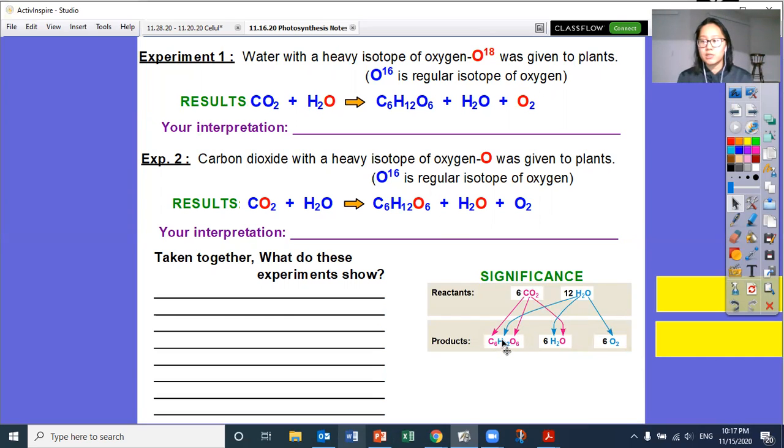So this was kind of interesting for scientists to figure out, just because they were like, well, why don't they just pull from whichever one is available? And the reason is that the water and the carbon dioxide are actually being used at separate times during photosynthesis. And that was the major discovery that they had.